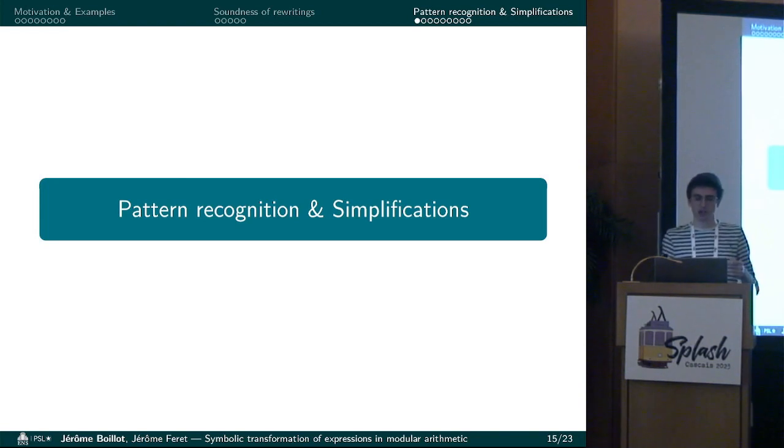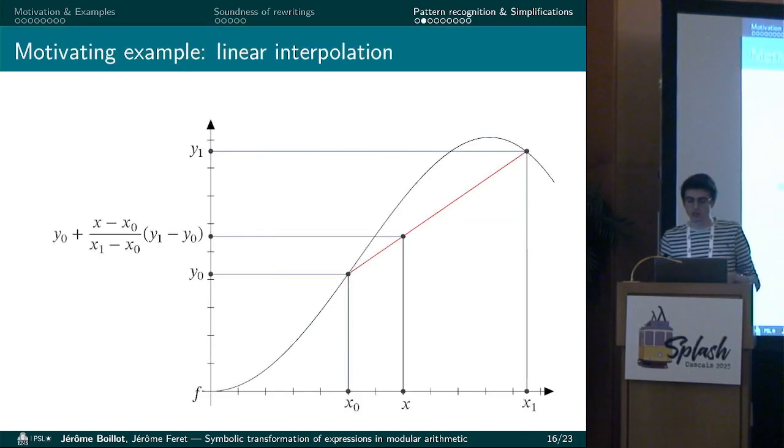And we will come back to our motivating example, that is linear interpolation. So what is the linear interpolation of f? Here we have f, the function. In x0, it takes the value y0, in x1, the value y1. Then we have x that is between x0 and x1, and we do just the linear interpolation of it. So here in x, it will be this value.